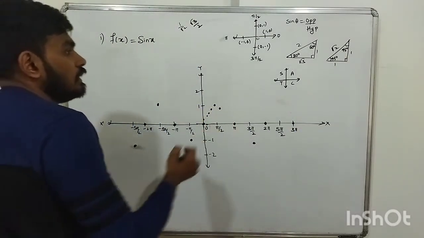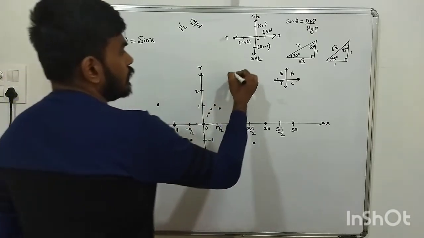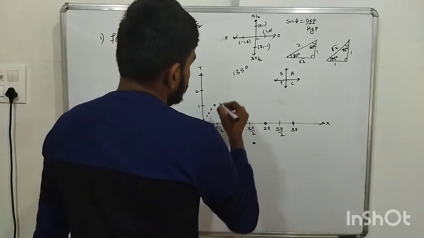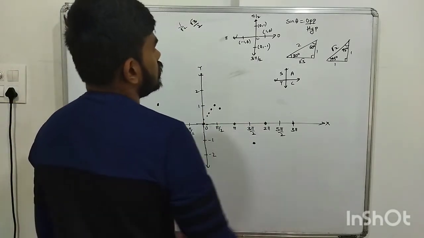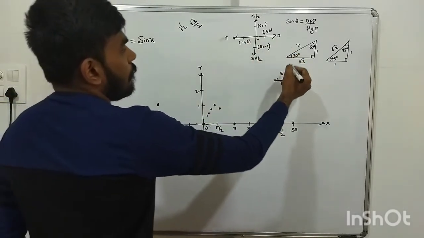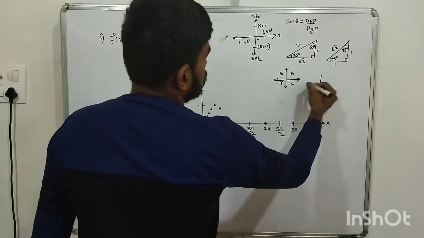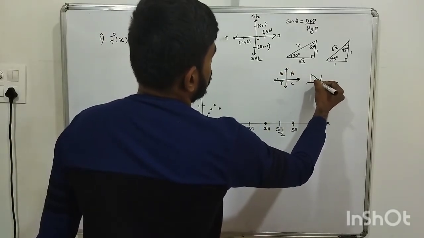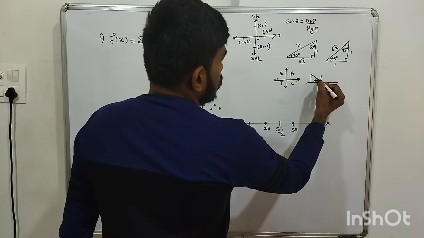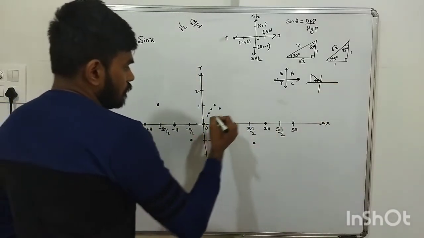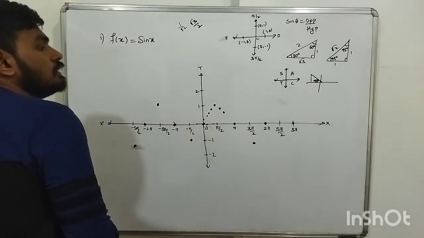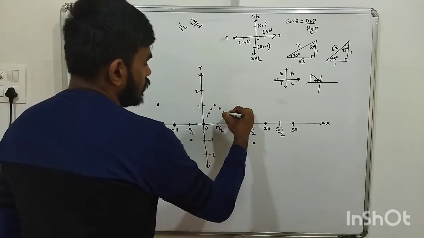Then 3 pi by 4, that is 135 degree. Since it is 135 degree, it is in the second quadrant only, correct? And here it will be 45, correct? Sine of 45 is 1 upon root 2, so that will also come somewhere here. Then we have sine 150 degree, it will come somewhere here, correct?